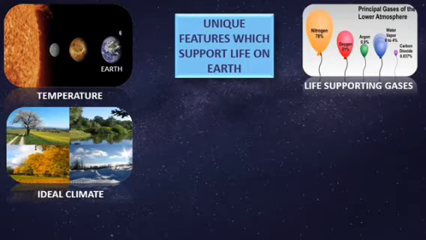These gases are very essential for life on Earth. Animals cannot live without oxygen and plants cannot survive without carbon dioxide. So, the Earth is the only planet which is surrounded by life-supporting gases.